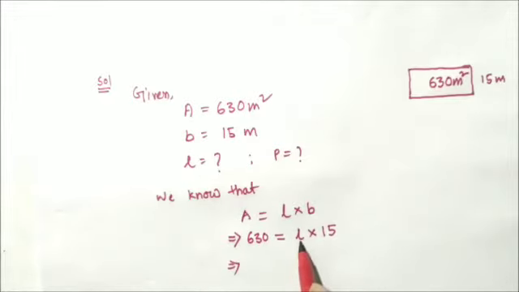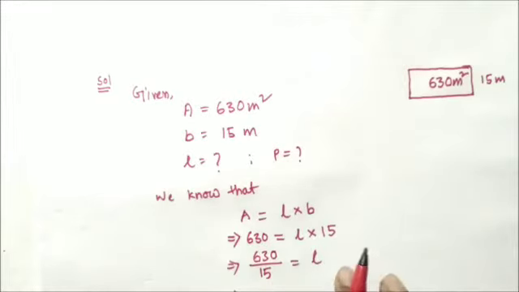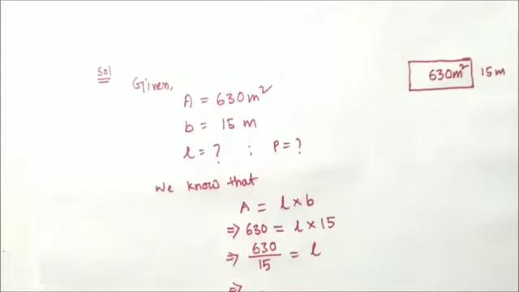Now you need to find out the L. So with 15, what will you multiply to get 630? That is the maths. So what will you do? The 15 is multiplied here, and we will take it to this side, and it will be the divisor 15. Clear? And if you calculate 630 divided by 15, let me calculate. I will try to do it in front of you.